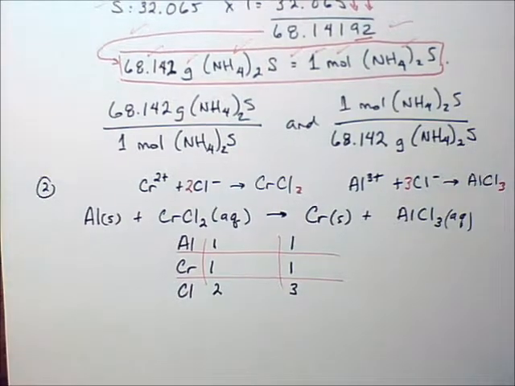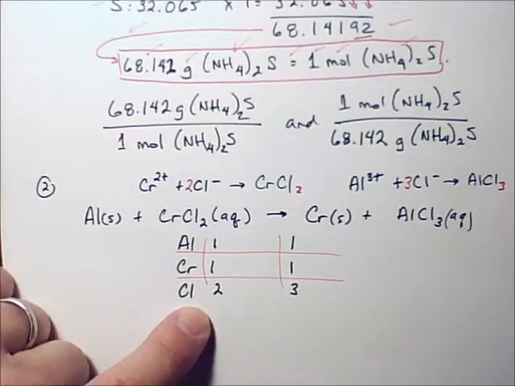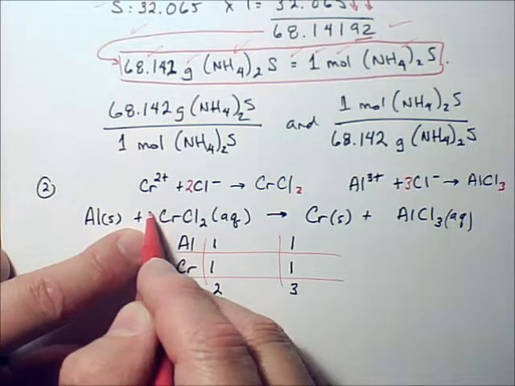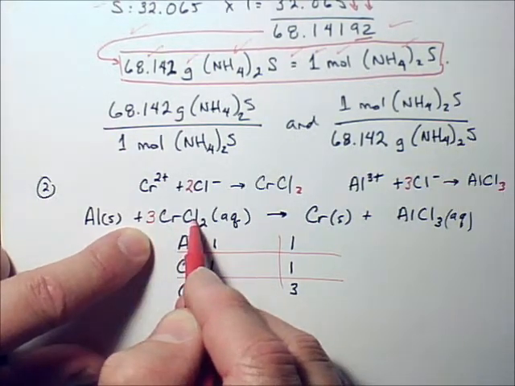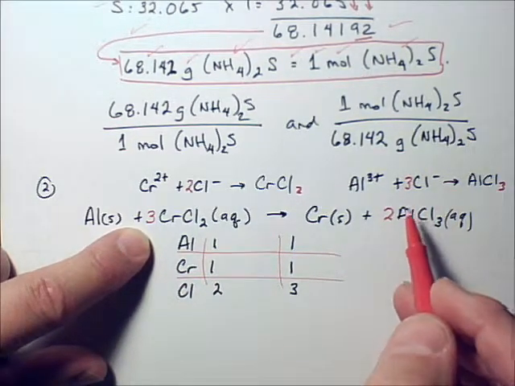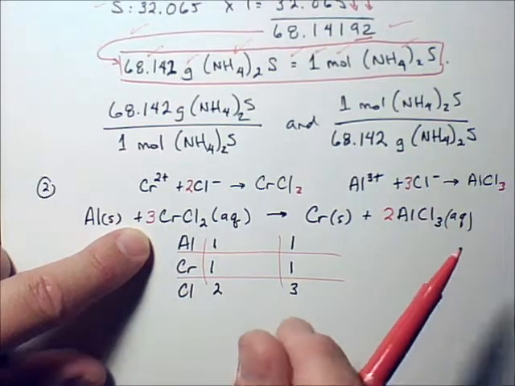The way that we're going to get the chlorines to be the same on both sides, and we're trying to get all the elements to be the same, is I have to put a coefficient of 3 in front of the species that contains chlorine here, and a coefficient of 2 in front of the species that contains chlorine here.